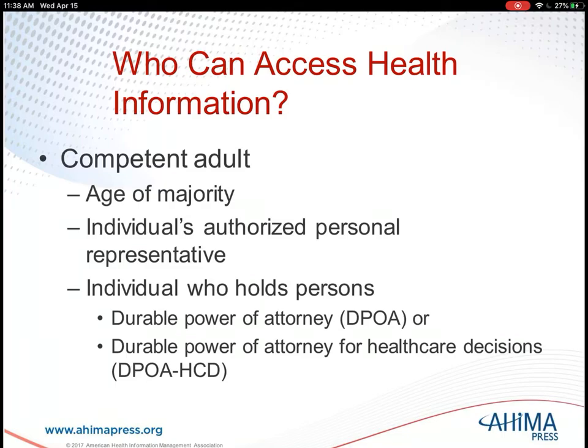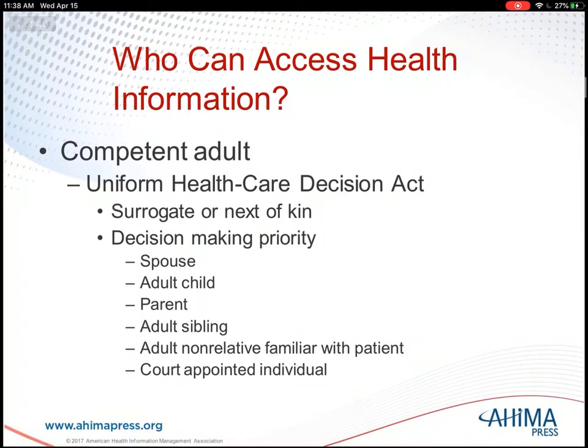All right, flipping over to 342, we get back into our Uniform Healthcare Decision Act. And so this gives us our priority order as far as who next of kin is, okay? Now, when it comes to decision making, first is your spouse if you have a spouse. If there's no spouse, then you go down to adult child. If you do not have any adult children, it goes to your parent. If you no longer have living parents, if you have an adult sibling, it would fall to them. If you don't have any of those four, then it's going to go to an adult non-relative that's familiar with the patient, so it could be a friend. And then if you don't have any friends, then it's just going to be court appointed, okay?